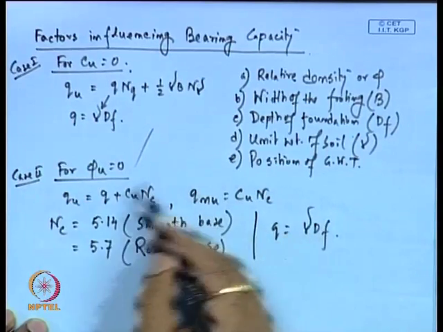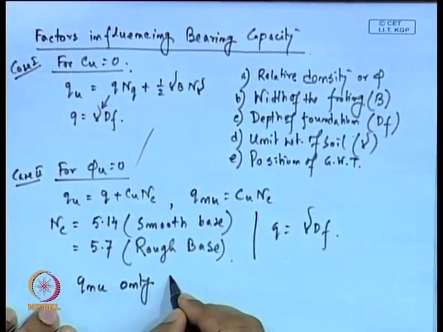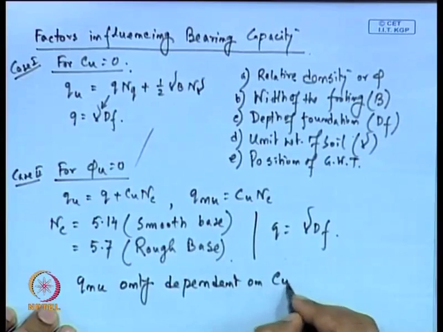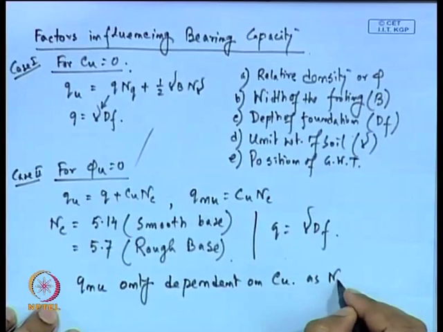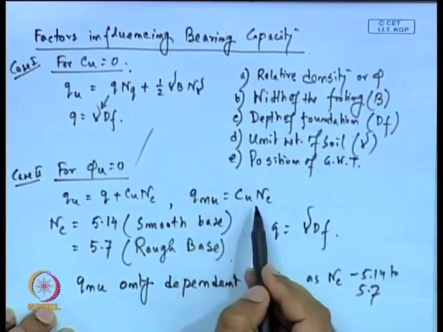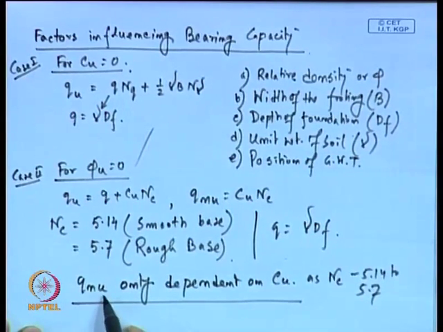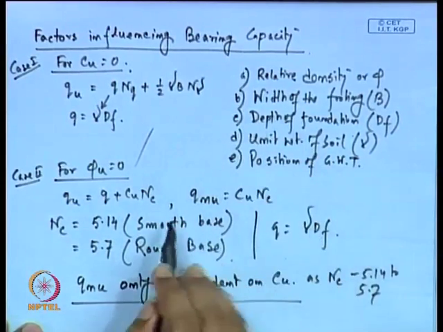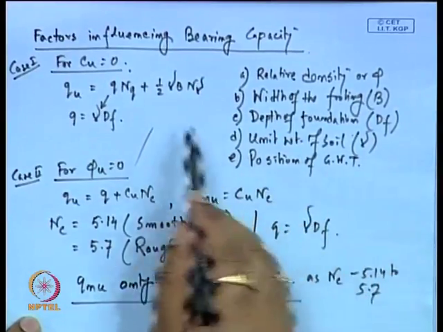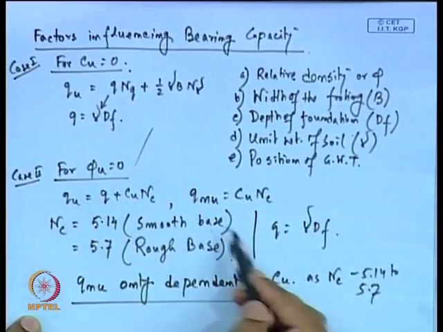So, from these observations, we can say that Qnu is only dependent on Cu, because Nc varies from 5.14 to 5.7. So the only parameter that influences the bearing capacity calculation for Qnu is Cu. Qnu is only dependent on Cu, not any other factor. So, from this conclusion, we can say that these are the different factors which influence the bearing capacity of sandy soil, if Cu is equal to 0, and these are the factors for clay soil, for phi u equal to 0.